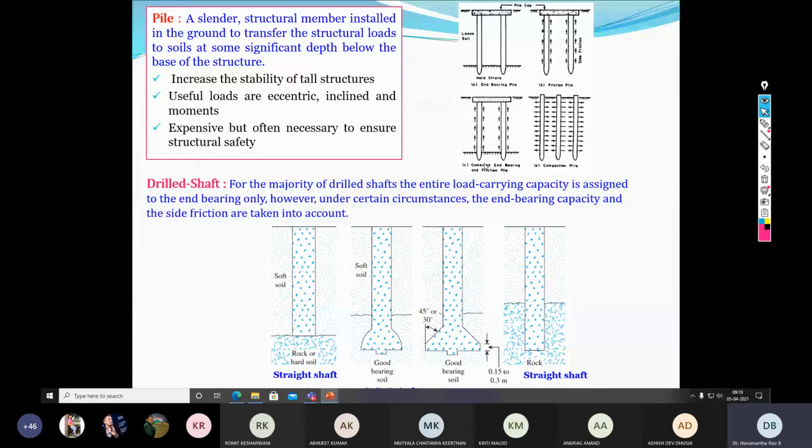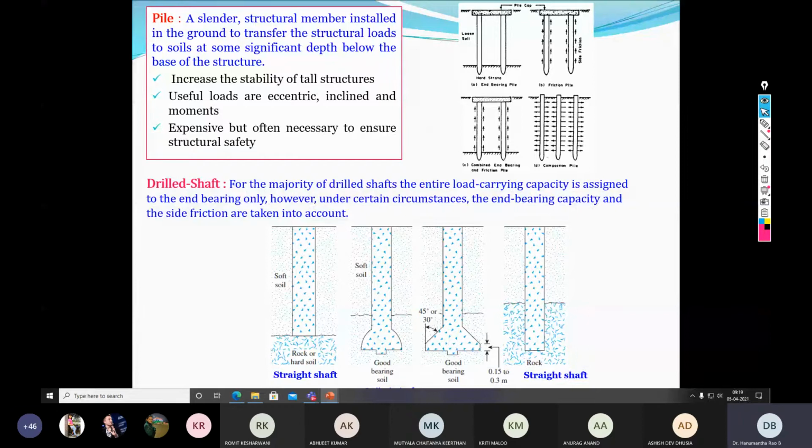Which was not the case in the shallow foundation. There it was only through the cross-sectional area of the footing, because the length and width of a footing is a definite width, say 2 meter by 2 meter, or 2 meter by 3 meter, or 2 meter by 4 meters, and so on.